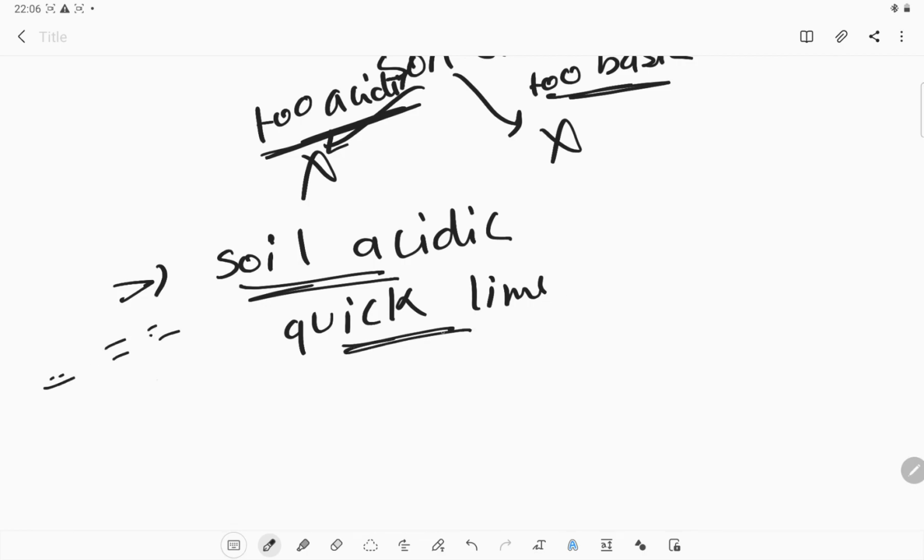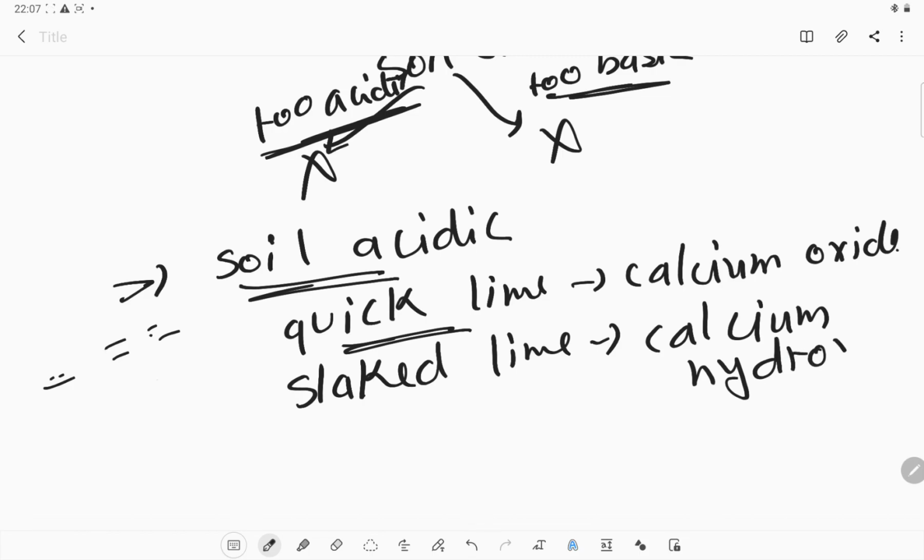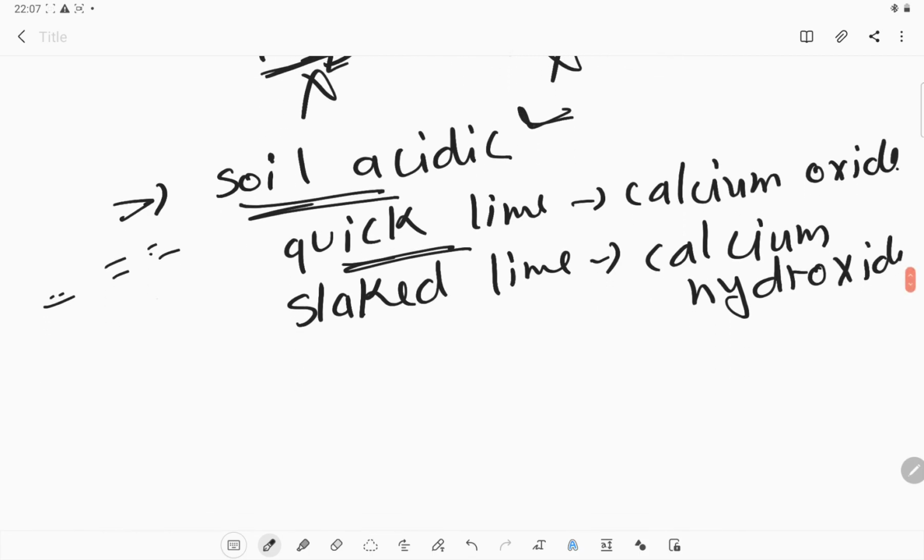Okay, so what is quick lime? It contains calcium oxide, and this is a base which will neutralize this acid. What else? We can also use a solution of slaked lime. What does it contain? It contains calcium hydroxide. So we can use both of these solutions to neutralize the acidity of the soil.